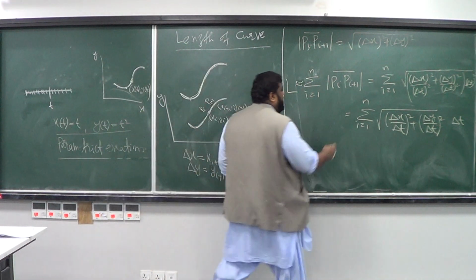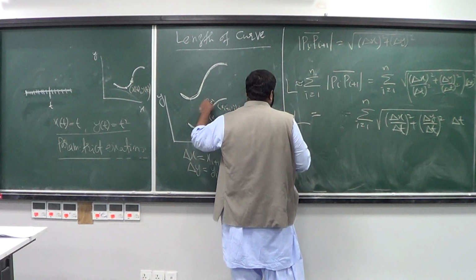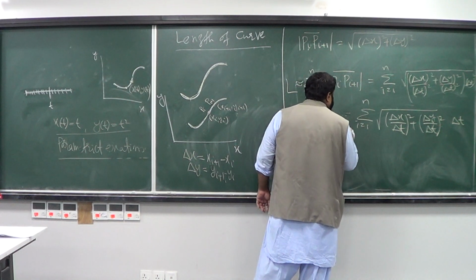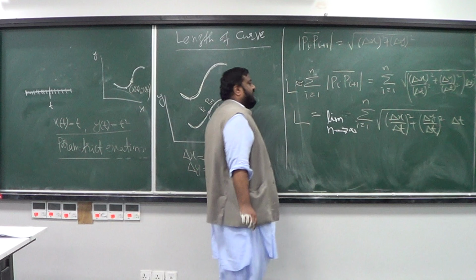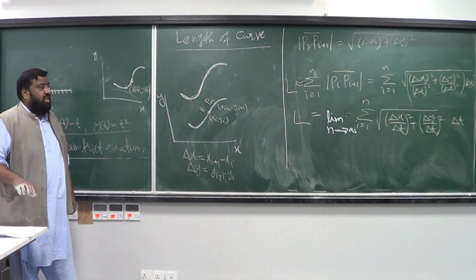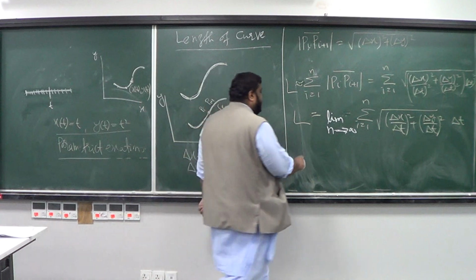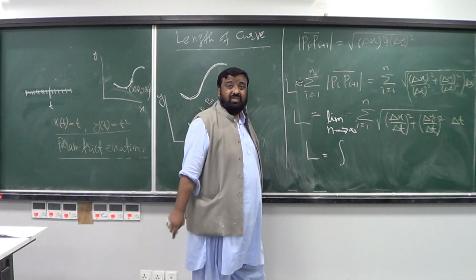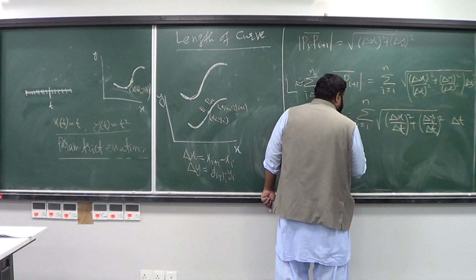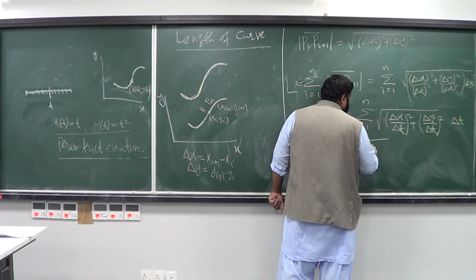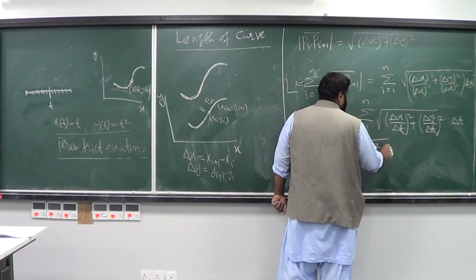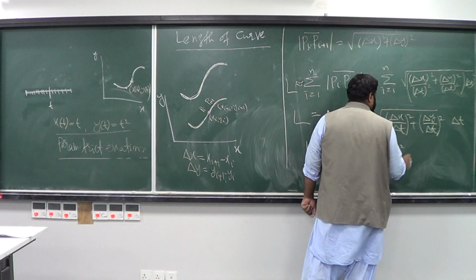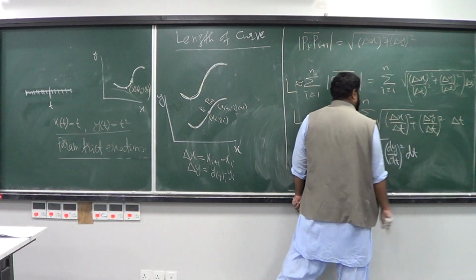If you want to compute the actual length of the curve, you need to increase the number of line segments. You need to take this limit n to infinity. When you take this limit, this sum will become an integral. This delta x by delta t will become dx by dt, plus (dy by dt) square, and this delta t will become dt.